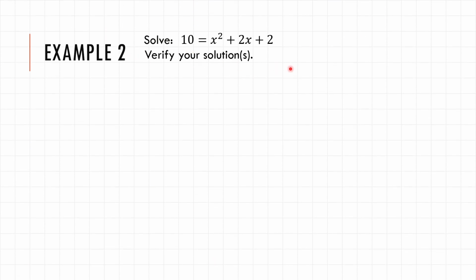Solve this, verifying our solution. So here I have an equation of a quadratic, but it's not equal to 0, and I only really know how to find the zeros of a quadratic. But I can very easily fix that.